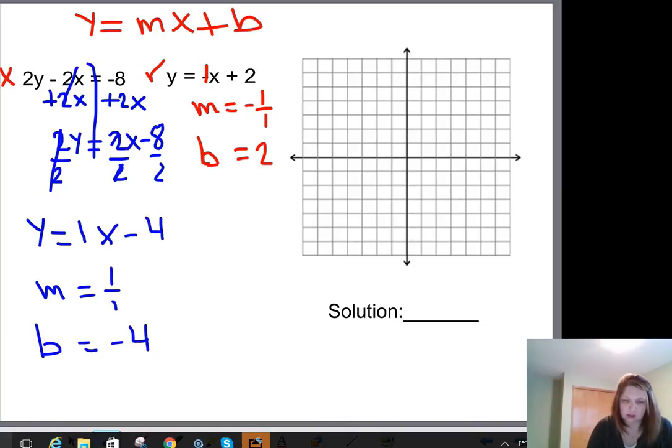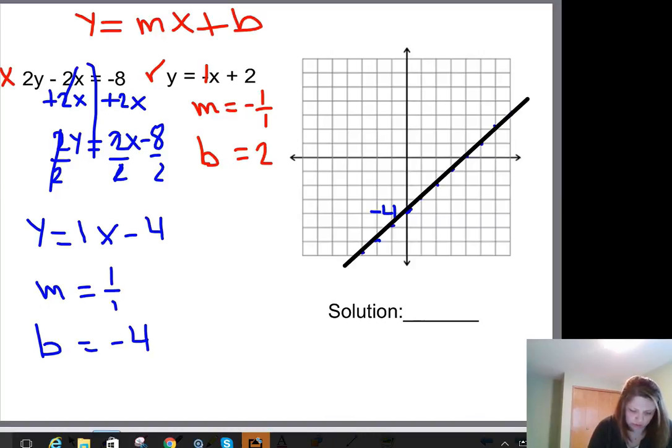Alright, so let's start with the first equation and graph it. Negative 4 for b, again, will be right here. This is negative 4. And then we'll apply the slope 1 over 1, 1 over 1, 1 over 1. And once I have all those points, then I'm gonna put my line here. Perfect. So the line is good.